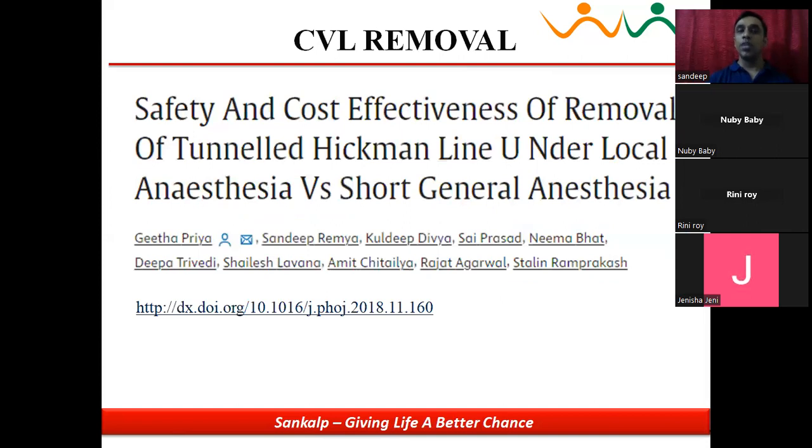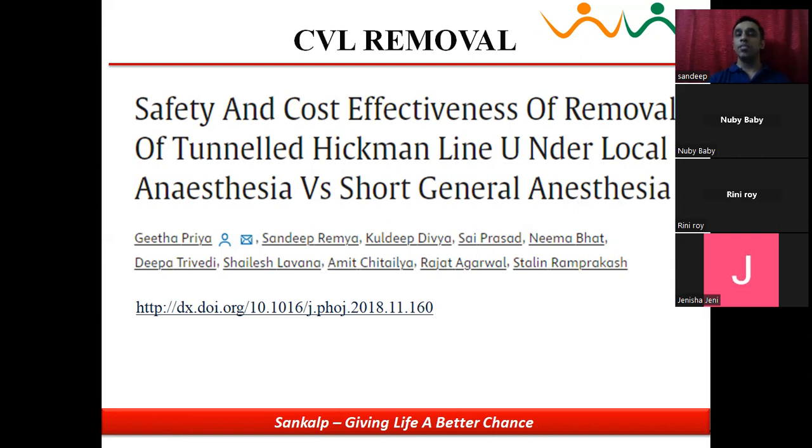This is the paper that we have published through Sankal, on the effectiveness and cost effectiveness of removal of tunneled central line with short anesthesia or local anesthesia. In our setup, we are doing all the removals under local anesthesia, where we give Xylocaine injection and immediately remove. Many centers still do it under short anesthesia. Sometimes they take the patient to OT to remove it. All that has a very high cost.